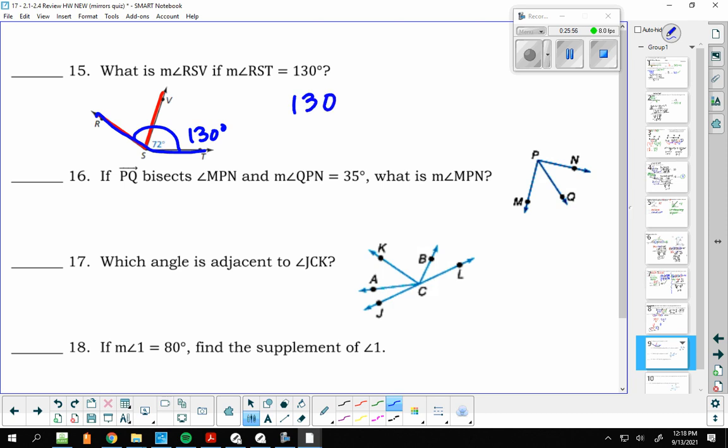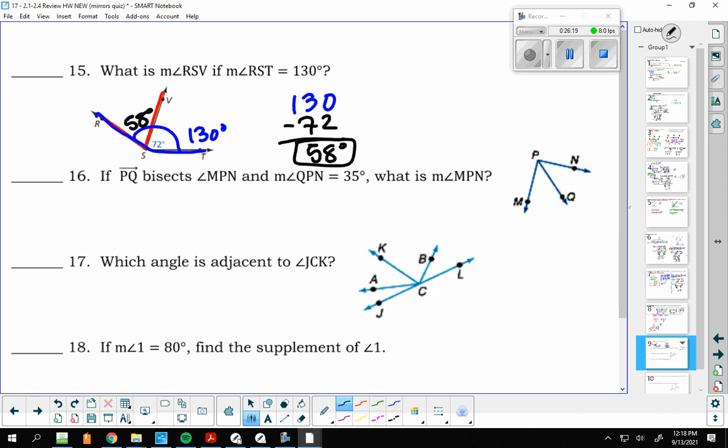Good. So take the whole angle, 130, and then subtract the 72, and we want to know what's left. So that's 58 degrees. So the measure of angle RSV is 58 degrees. So then 58 plus 72 gives you the whole angle, which is 130 degrees.